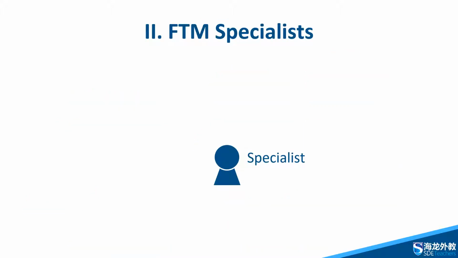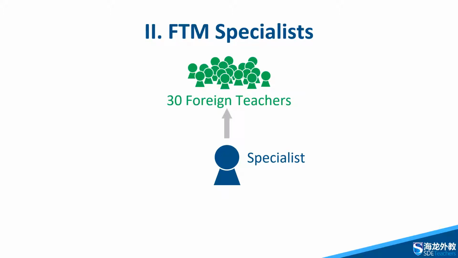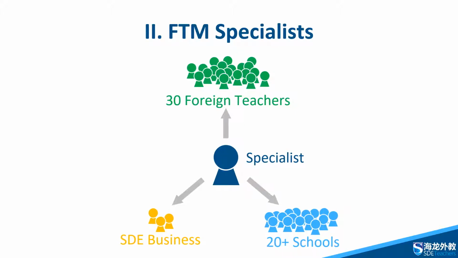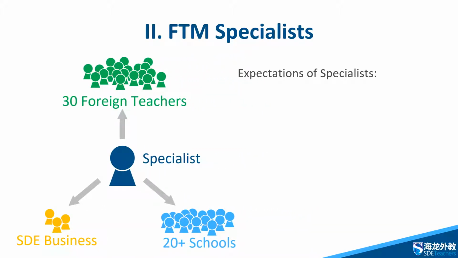Next up is the second most important role at SDE, and that is the role of the specialist. Your specialist is going to be responsible for anywhere from 20 to 30 foreign teachers and maybe around 20 schools. So they are the go-between between SDE, the company, and the foreign teacher. You will go to your specialist for anything you need to talk to the company about. Unless it's something that they themselves cannot deal with, then of course you'll be directed to the relevant department. But the majority of the time, the specialist will be your main contact.